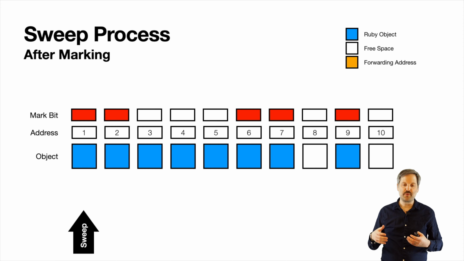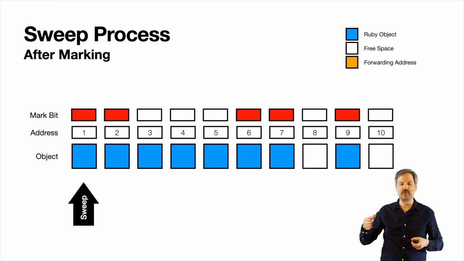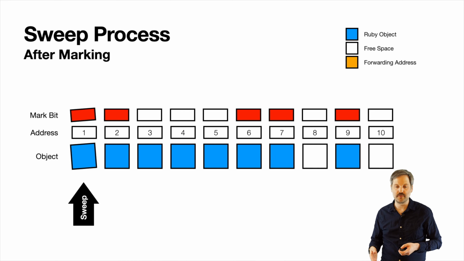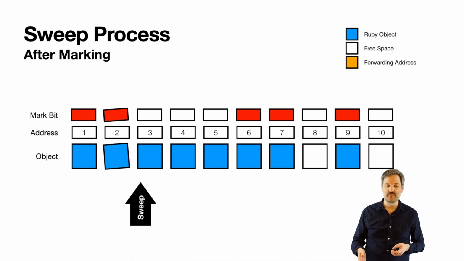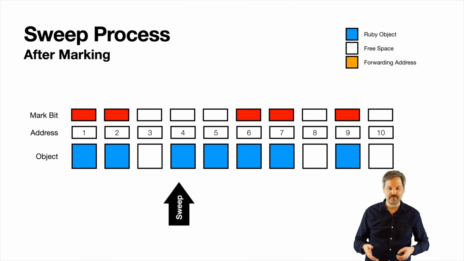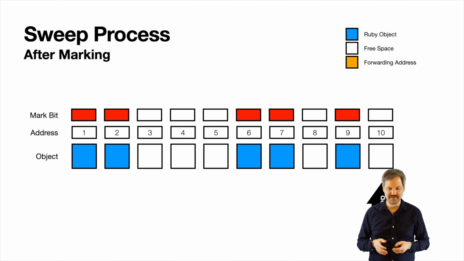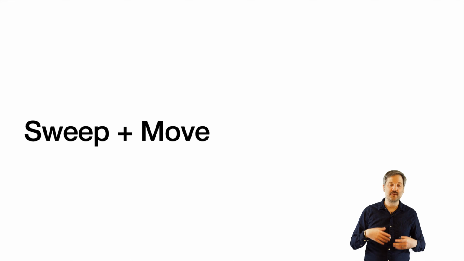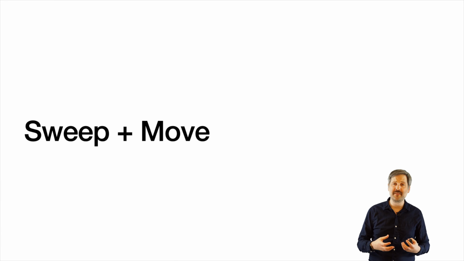So the sweep process, essentially what it does is it just looks at each object, and if the object is marked, it moves on to the next one. If the object isn't marked, then it will free the object. And we just repeat this process for every object in the heap. Yay, we swept.